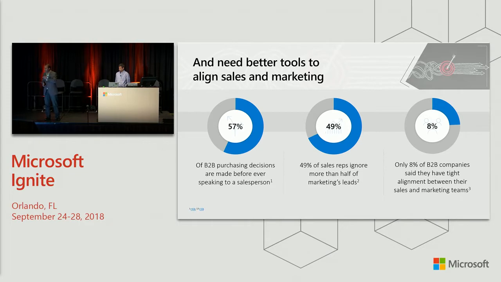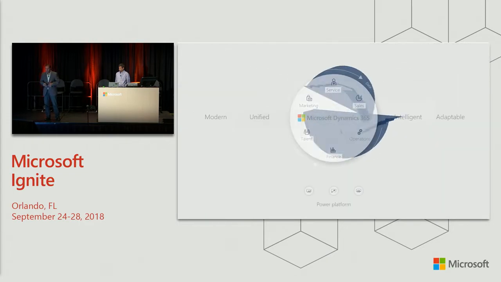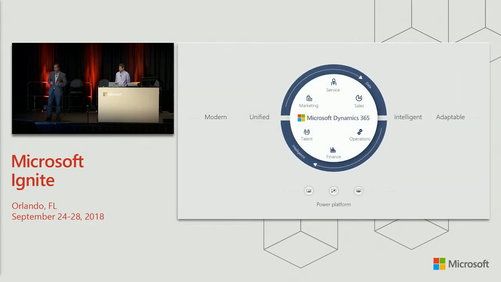To help such businesses facing these problems, Microsoft offers Dynamics 365. Dynamics 365 is the suite of business applications which are modern, unified, intelligent, and adaptable. We have business applications for every function in a business. As you can see from the screen, we have an application for the service team, for the sales team, for the operations team, for the finance team, and the talent team. And voila, we have applications for the marketing team as well. From Microsoft Dynamics 365, we offer two solutions for marketing teams.